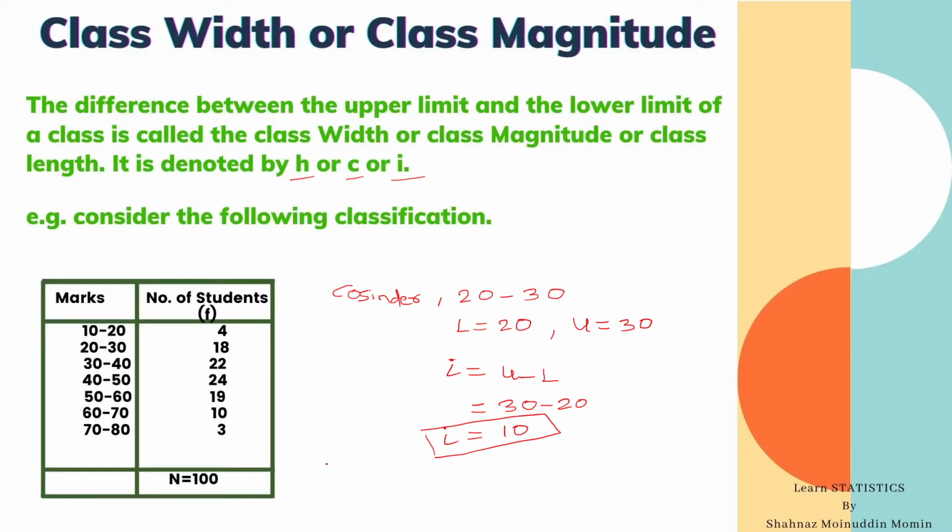Similarly, for other class also we can calculate it. Say for 60 to 70, class interval equal to 70 minus 60 and it is 10. This is the class width or class magnitude.